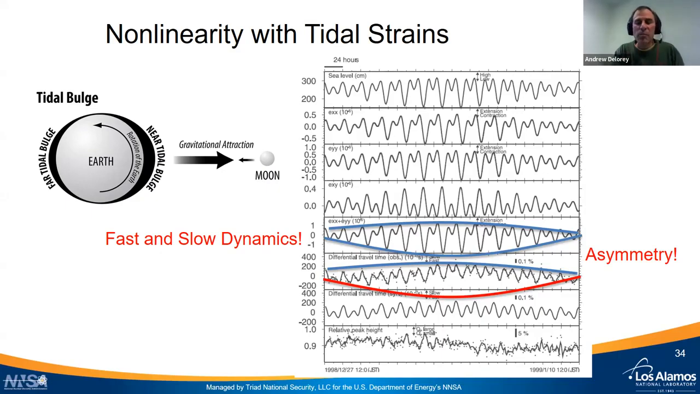But the peak-to-peak amplitude doesn't actually change that much, but you can see that it's asymmetric in that if you were to take the running mean of this curve, the mean is not constant. And so there's some asymmetry here.